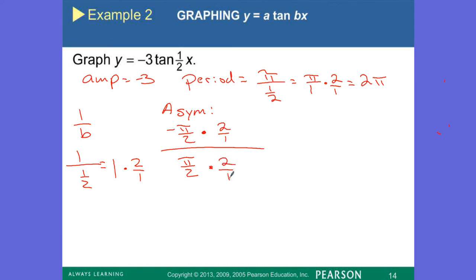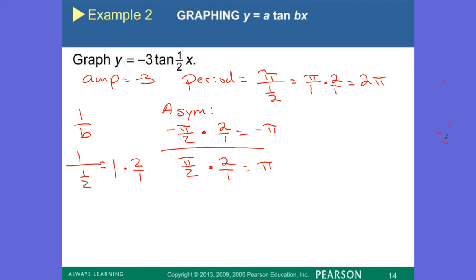So where's the pi? It's pi and negative pi. So my asymptotes are going to be at negative pi and pi. Thank you. You're welcome. Now, what is my amplitude? Negative 3.